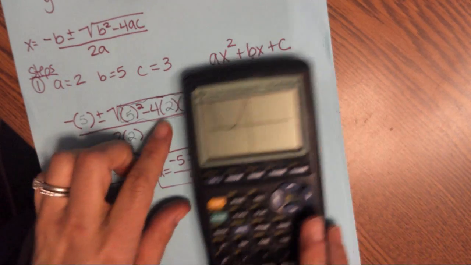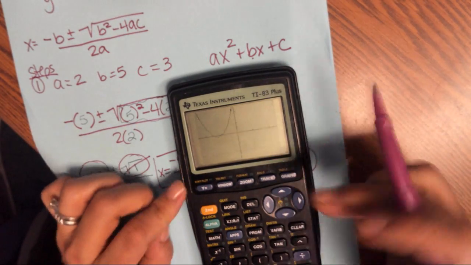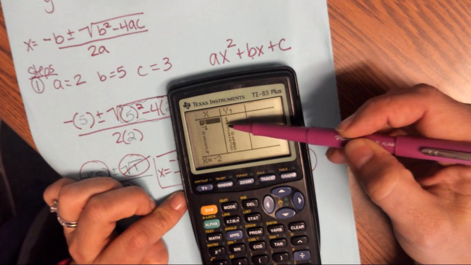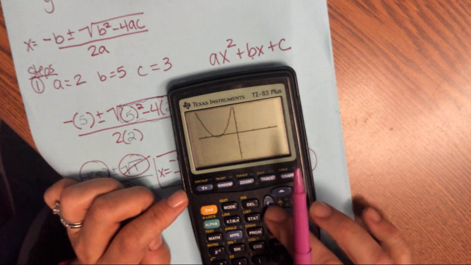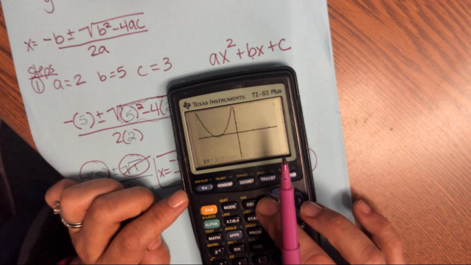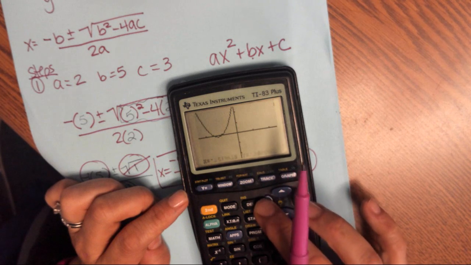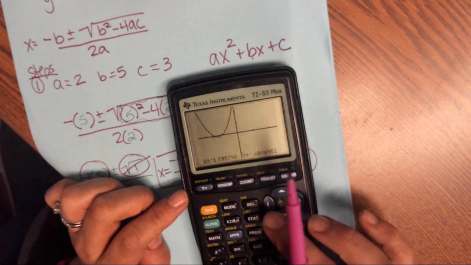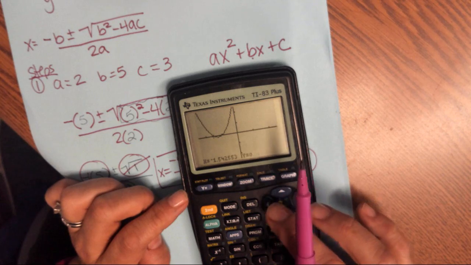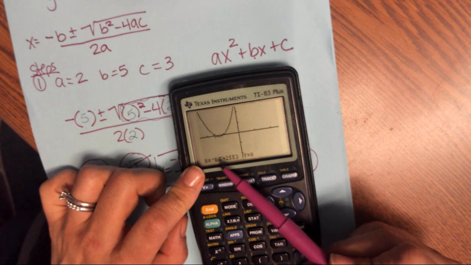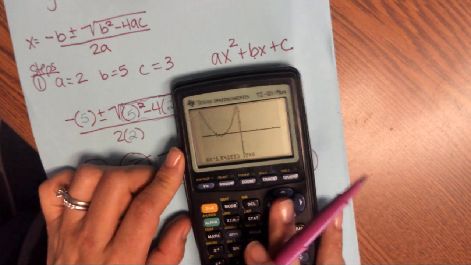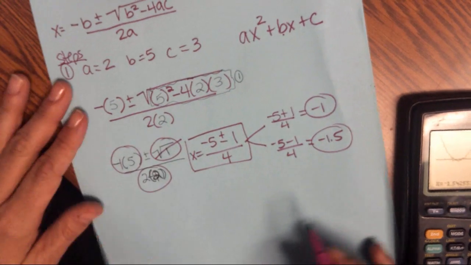You go back to our graph, and you go to your table, and you see it's exactly at negative 1, 0. Now you can use your graph to estimate that as well, but that gives you the exact answer using the quadratic formula. Negative 1.54 is what I got, but negative 1.5 is the correct, exact answer.